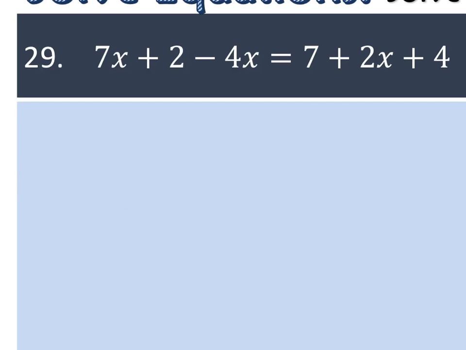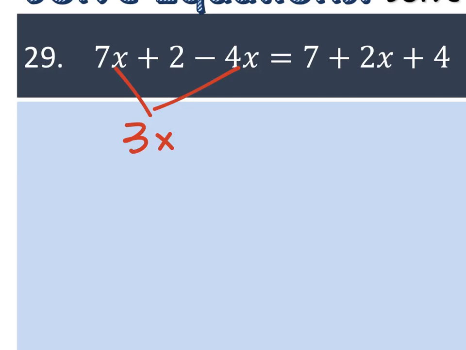So number 29, I don't see any distribution. That's the first thing we should do, is distribution. So since there's no distribution, I would look and see, is there any like terms that I can combine? And there is, right? We got this 7x's and this negative 4x's. That'd be 3x's right there.